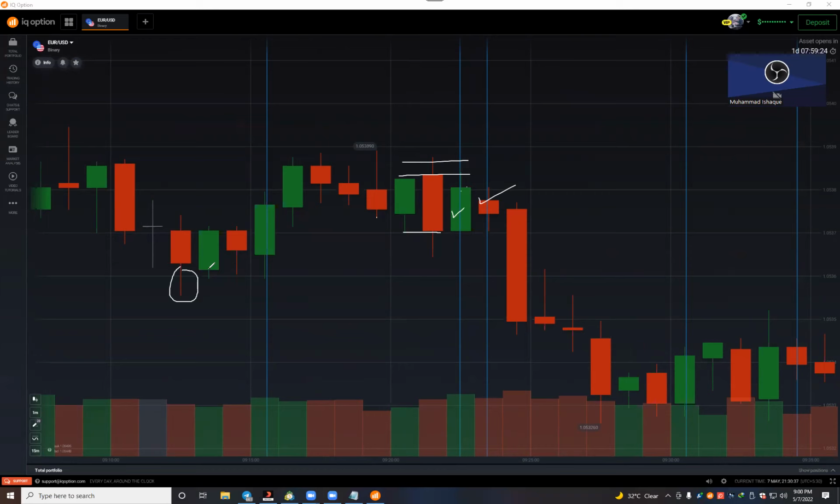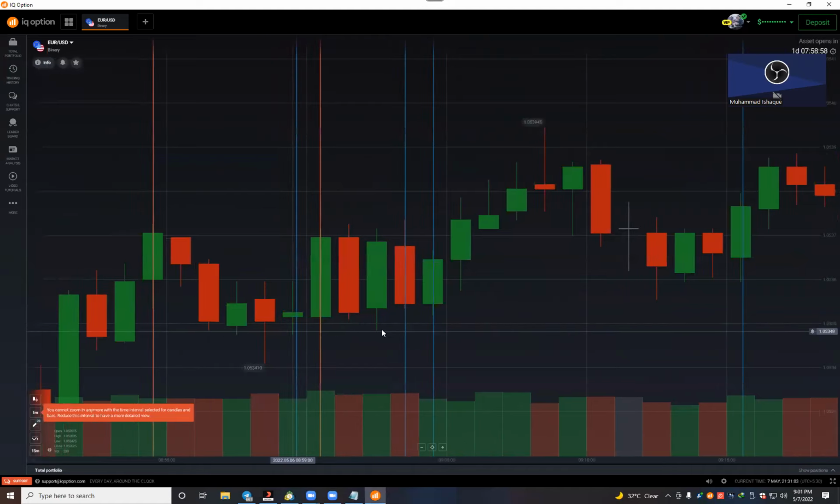Lower wick, and the lower wick. It's a win. Okay. Conditions: the third candle must not break the zone and must touch the open price or go a little bit below the open price. This is the condition. Okay.